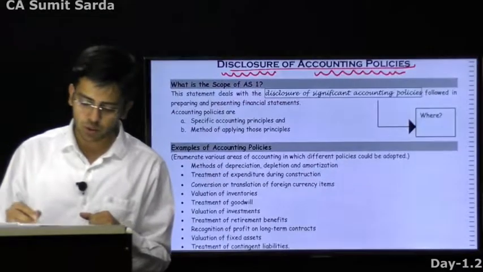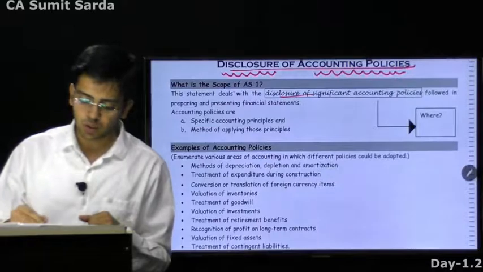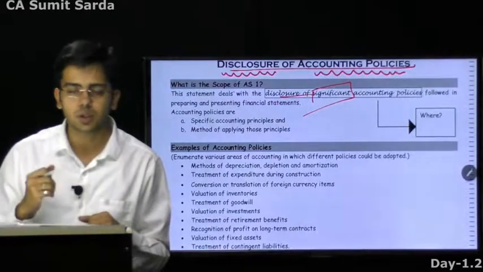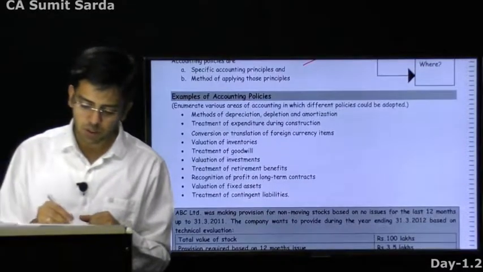So when I talk about disclosures, it deals with disclosures of only significant accounting policies. We don't deal with all insignificant accounting policies. We are only concerned about significant, material accounting policies. Now what are accounting policies?